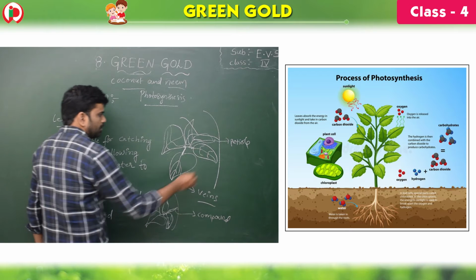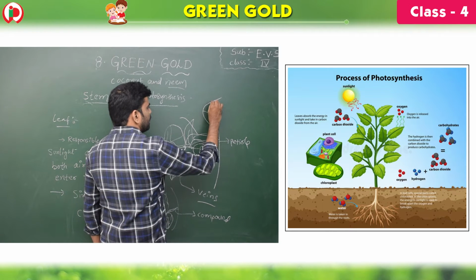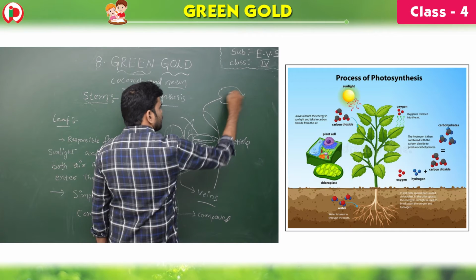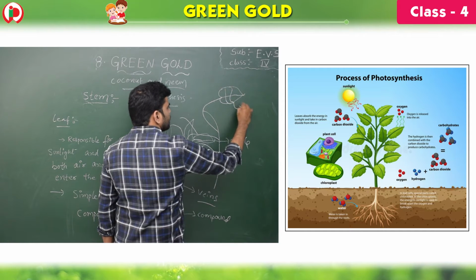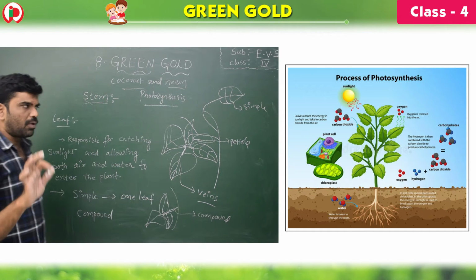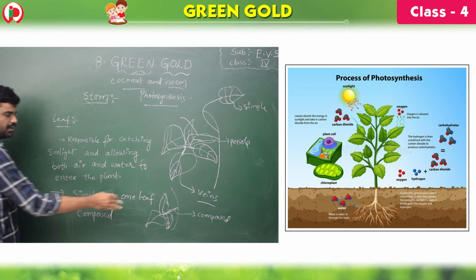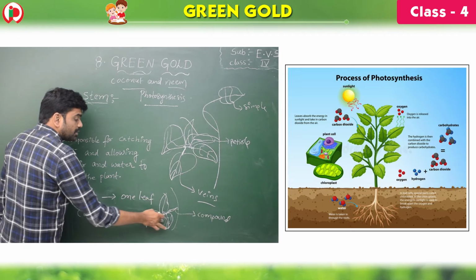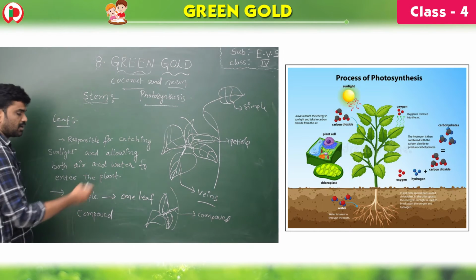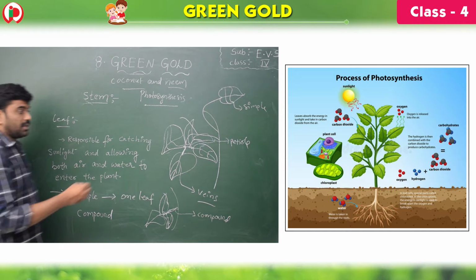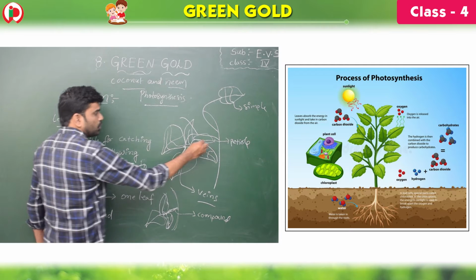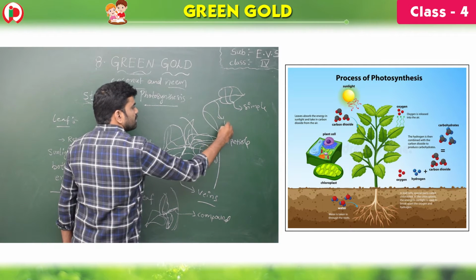Whereas if you observe, if only one leaf is connected, this is called simple. If two or more than two leaves are connected, that is called compound. So the connection between the stem and the leaf is called petiole. This is called petiole, children.